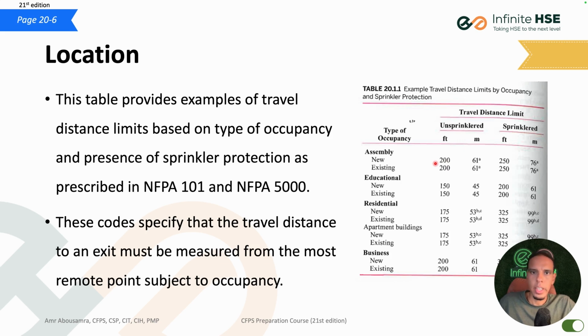So if you are asked in the exam about a new residential building in sprinklered occupancy, that means you will get the intersection between new and sprinklered. So you can see here the number is 325 feet. This is the travel distance for this occupancy.